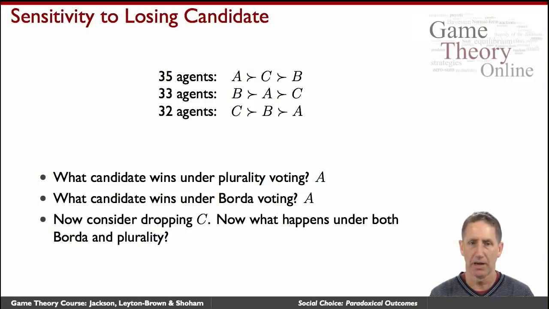But now what happens if C drops out? So C realizes that he has no chance of winning the election and drops out. Now what would happen under both plurality and Borda? You might want to pause the video for a second and think about it. And when you do, you realize that in both cases, B would win. And so here you have a candidate that has no chance of winning, and his sole role, if you wish, is to change what otherwise would be the outcome of the election.